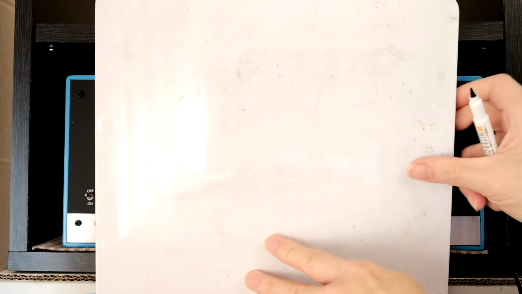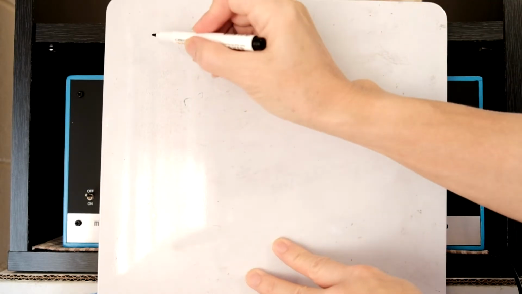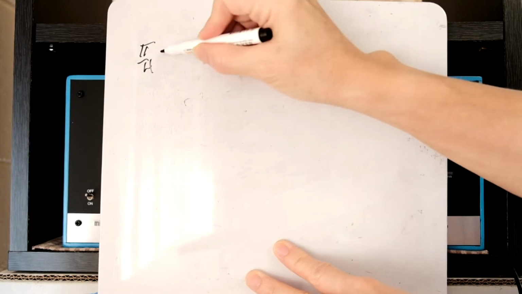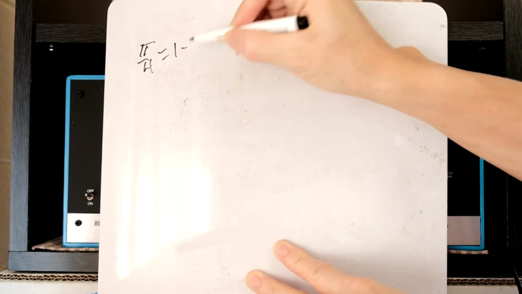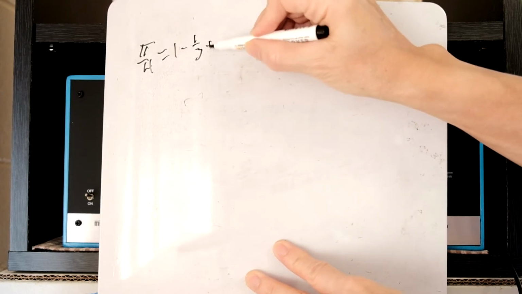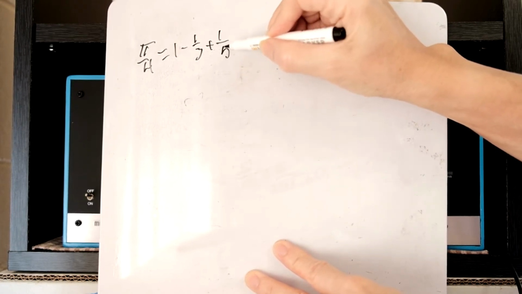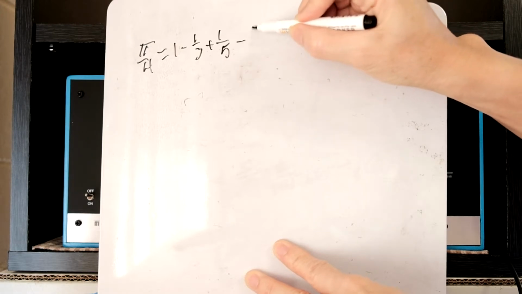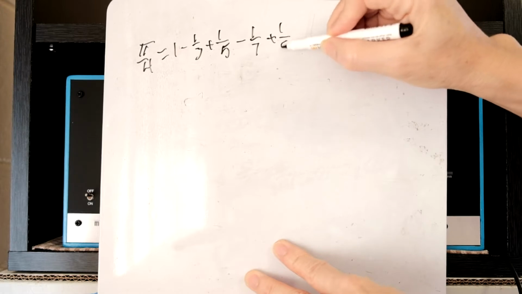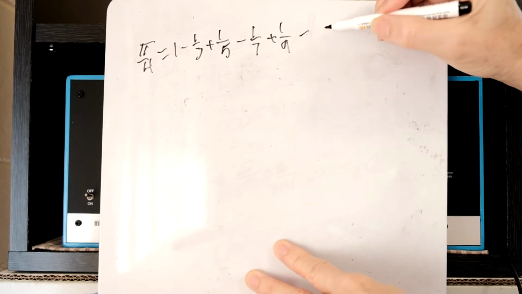And this formula is pi over 4 equals 1 minus 1 over 3 plus 1 over 5 minus 1 over 7 plus 1 over 9 and so on.